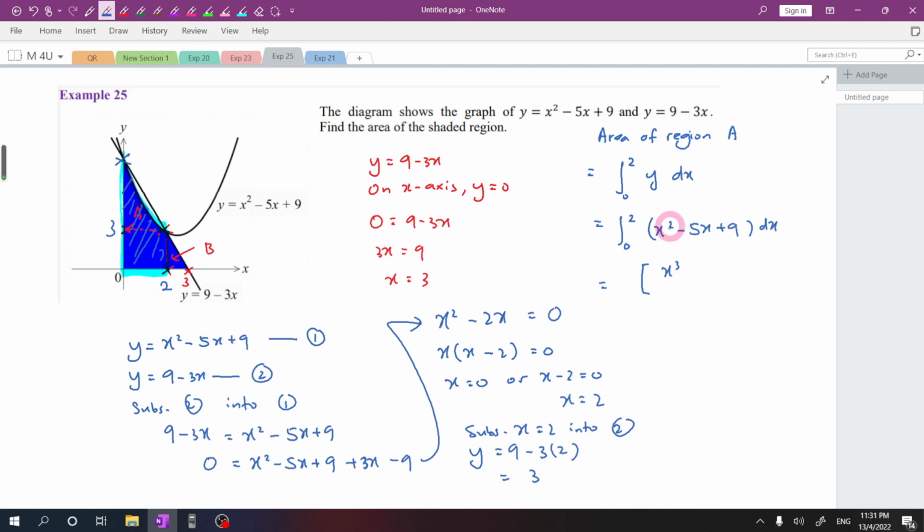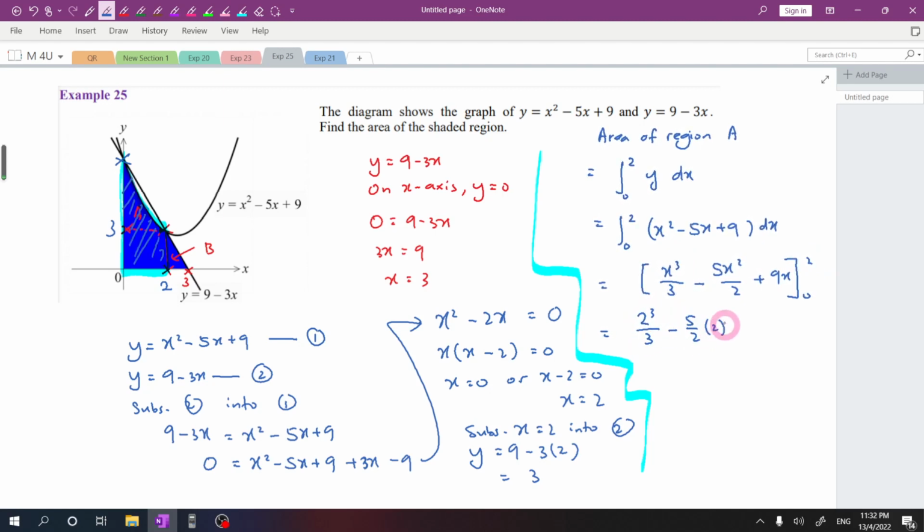x power 3, the power you just add 1, and whatever you write here, write the same thing for the denominator. So x cubed over 3 minus 5x squared over 2 plus 9x, from 0 to 2. Bringing in the upper limit, which is 2 power 3 over 3 minus 5 over 2 times 2 power 2 plus 9 times 2. When you bring in 0 here, you get 0. Just press the calculator for this part. You will get 32 over 3.